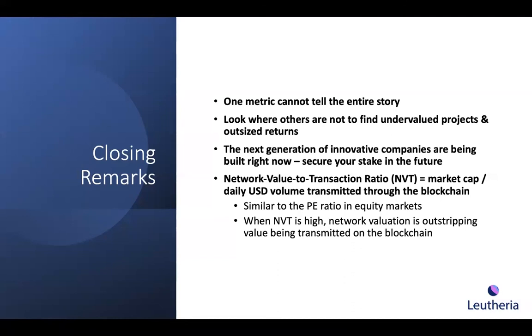In crypto, what the NVT ratio is basically telling you, if it's high, is that the network valuation, the market cap or the price, you can think of it as, is outstripping the actual value being transmitted on the blockchain. So the actual usage, the transactions that are happening on it, are not consistent with the price. So this could tell you, if it's high, that the asset is potentially overvalued. So it's a very quick way to gauge that as an investor.